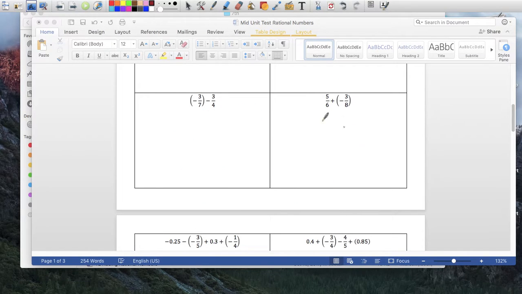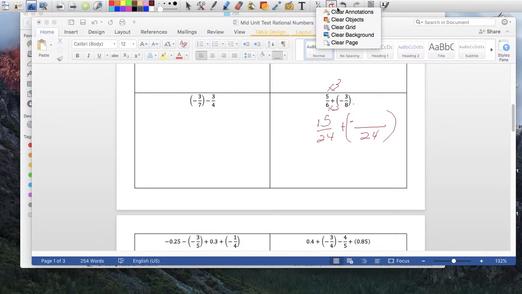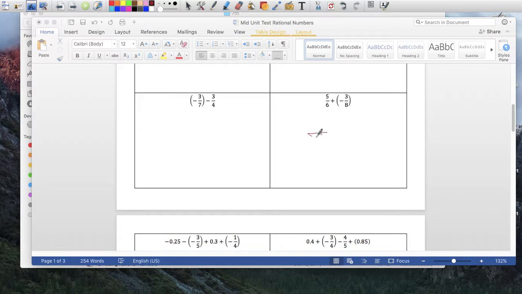Next one, this one we don't need to change, so let's find the LCM. The LCM is 24. 6 times 3, and then 5 times 3, which is 15. Oh, I'm sorry, this is negative. Let me put in parentheses. So this is times, oops, I made a mistake. It's times 4, so it's 24.